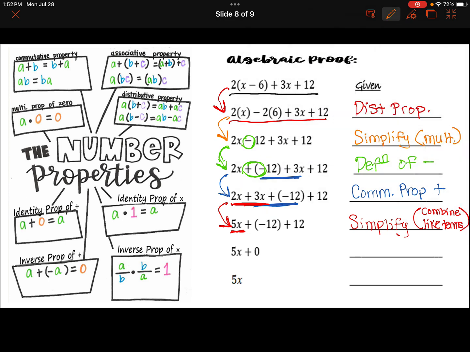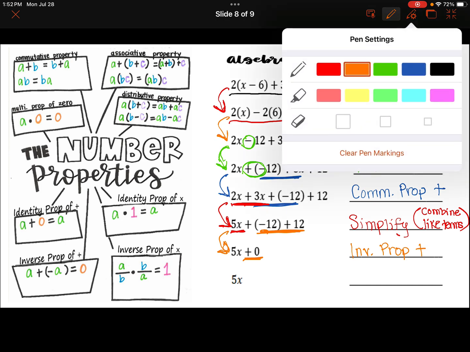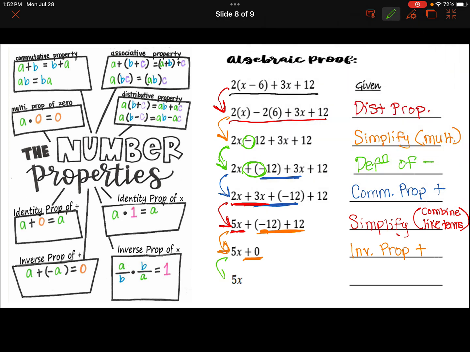All right, so then what did they do from here to here? I'm going to quickly notice they just said that when you add opposites together, it'll turn into 0. And that is the inverse property of addition. And then last but not least, going from here to here, all they did was say when you add 0, it stays the same, and that is the identity property of addition.